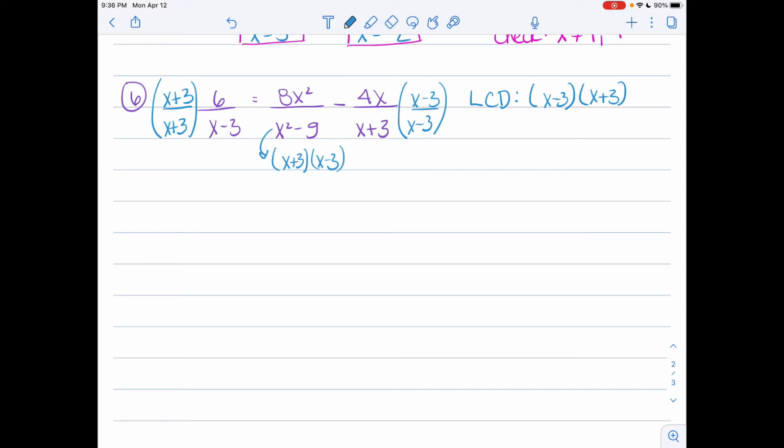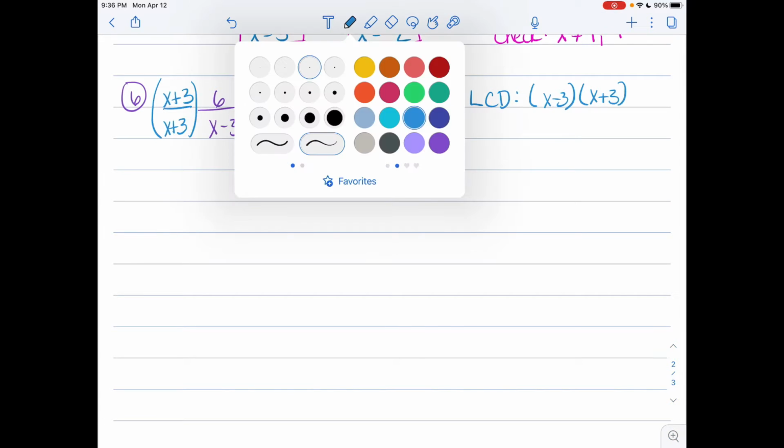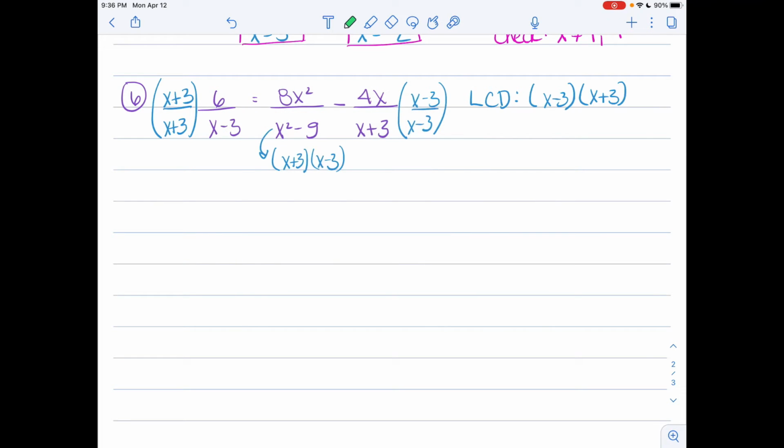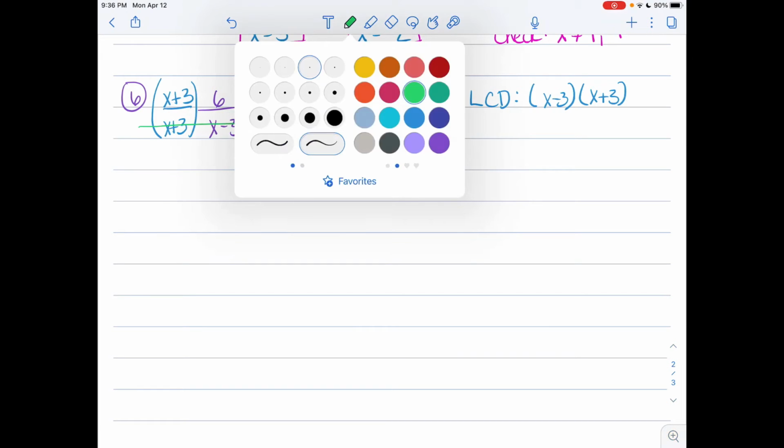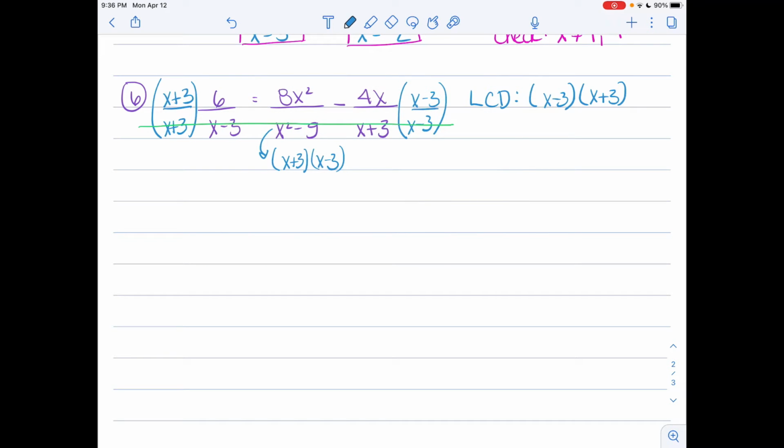Let's continue simplifying. And in fact, I'm not even going to write the denominator again. I know that in the next step, I'm going to cross it out, so might as well just cross it out here and just stick with dealing with the numerator. So let's do that. I'm going to say 6 times x plus 3. That'll give me 6x plus 18, and that's going to be equal to 8x squared. Remember, that was the term we didn't have to multiply by anything.